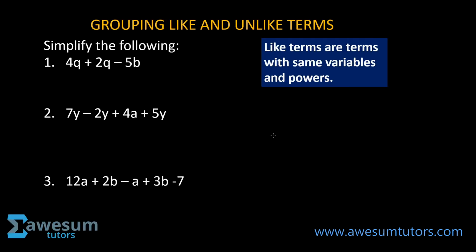Hi everyone. Today we are going to be looking at grouping like and unlike terms. As we have established in our previous video, like terms are terms with the same variables and powers. So that means unlike terms will not be like terms. They will not have the same variables. Okay?